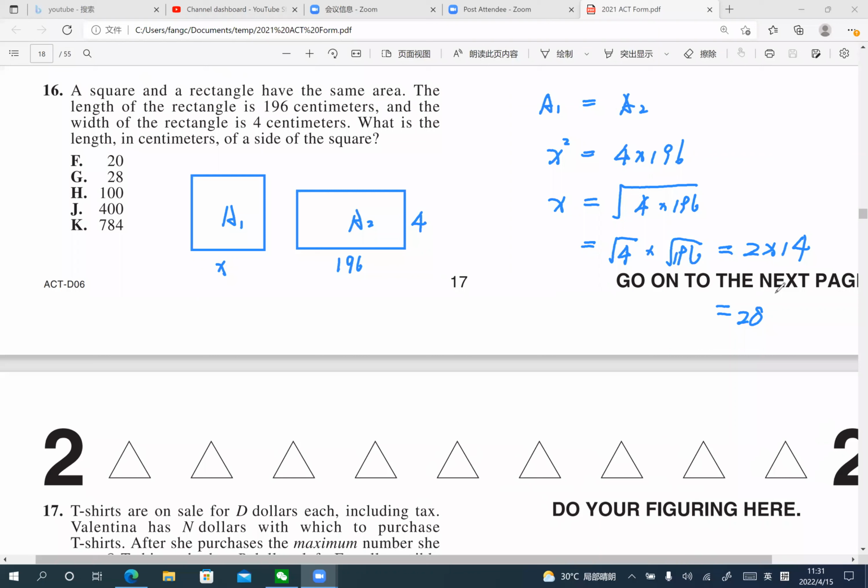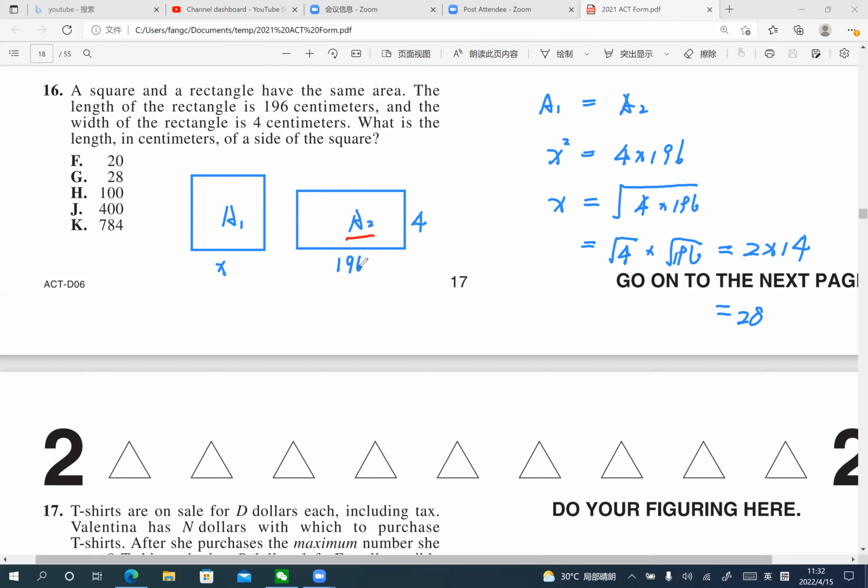Question 16. A square and a rectangle have the same area. The length of the rectangle is 196 centimeters, and the width of the rectangle is 4 centimeters. What is the length in centimeters of a side of the square? This is an equal area problem. So the area of the square equals the area of the rectangle.